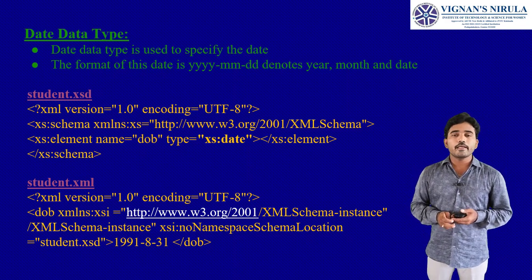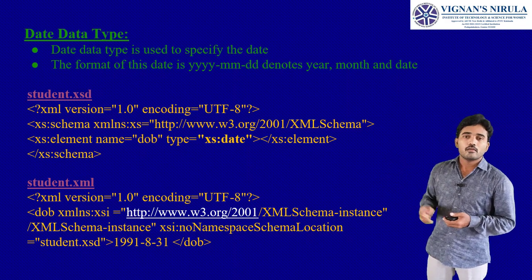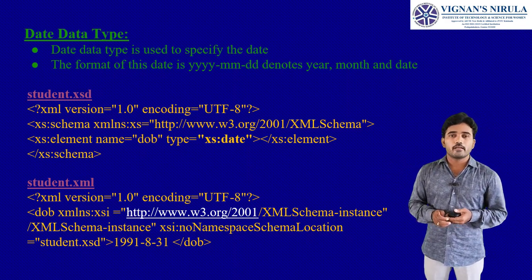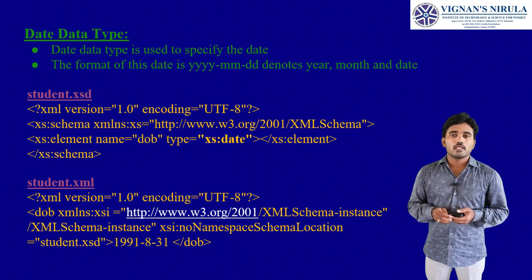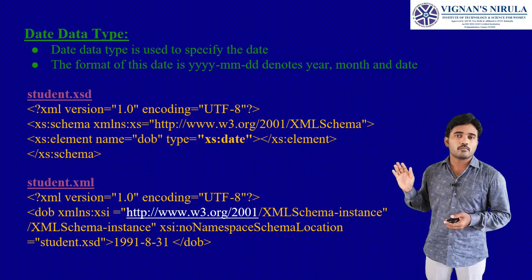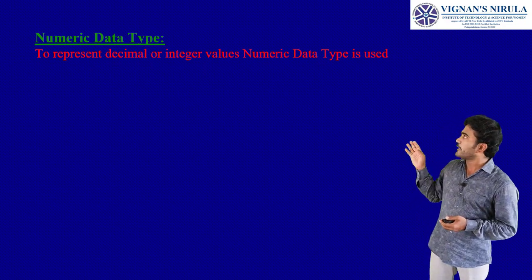And while you are writing the XML document, see there we have defined the DOB element. And here we have used the XSD file instance also by using xsi:noNamespaceSchemaLocation equals, where we have specified the student.xsd file, and I used some date of birth there. So that is about the date data type. Now coming to the numeric data types.